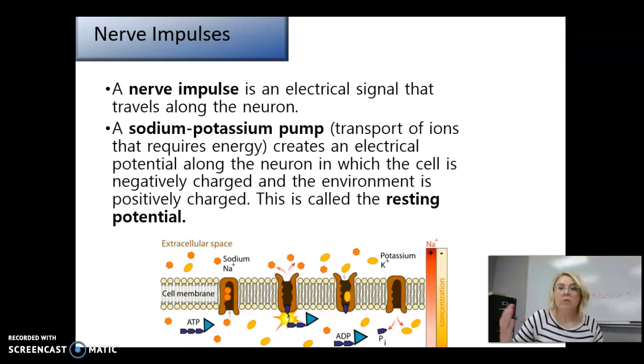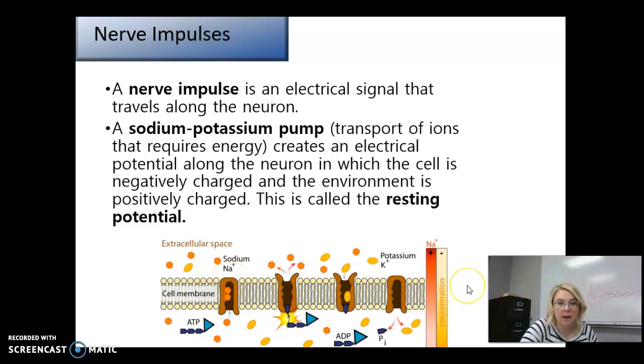What happens to create this impulse? A sodium-potassium pump transports ions, which requires energy, and creates an electrical potential along the neuron in which the cell is negatively charged and the environment is positively charged. So we know, and you'll figure out in the video you're going to watch later, you have to have negative and positive to have a neutral resting potential. You can see right here where you have ATP or energy, sodium coming in, and potassium coming out. Those have to be regulated for it to go forth.